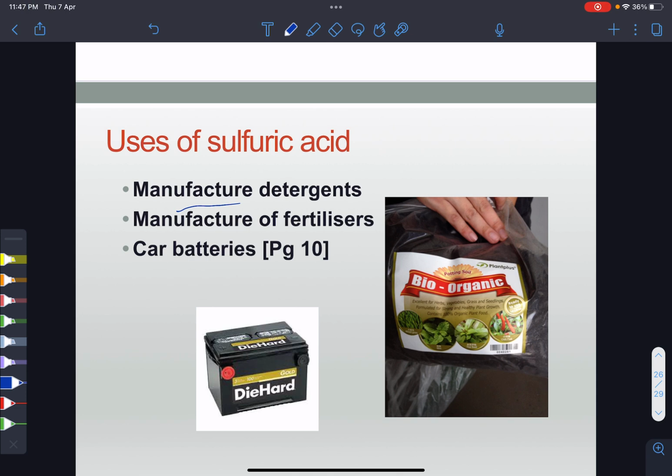Oh, so there is a difference. Same thing for fertilizer: sulfuric acid is not in the fertilizer. Sulfuric acid is used to make fertilizer. And car battery, inside the car battery, there's really sulfuric acid. Yes. So these three are the common uses, so you need to know.